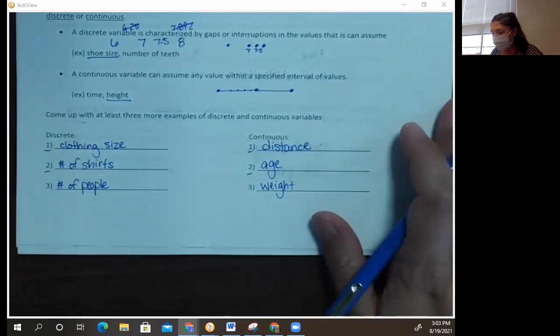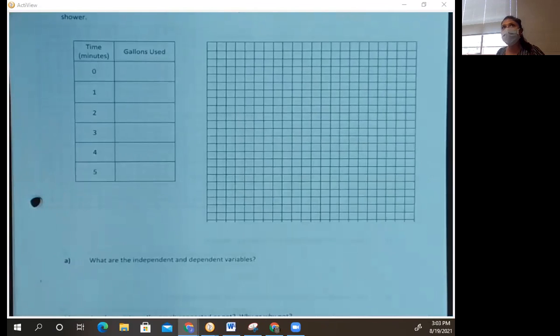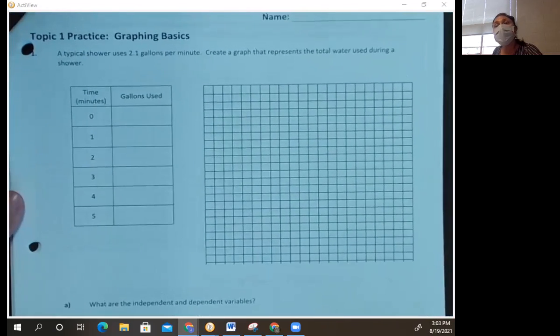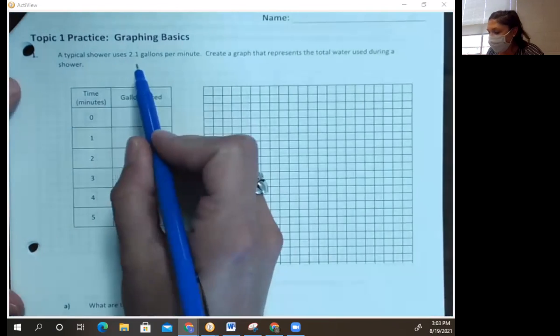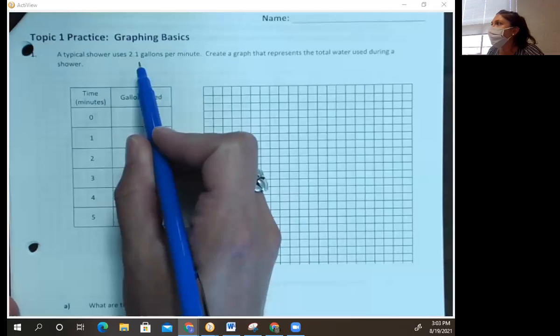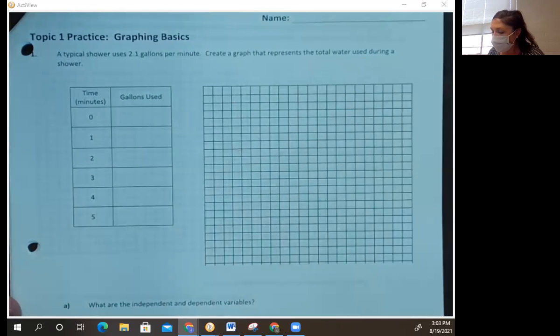Okay, so now let's put this all together. Let's take a look at an actual example of some data that we want to graph. So on page 7, our scenario here is looking at how much water we use during a shower. So this says a typical shower uses 2.1 gallons per minute. So if I think about the shower head, I've got a little over 2 gallons that sprays out of that thing for a single minute. We're going to create a graph that represents our total water used during a shower.